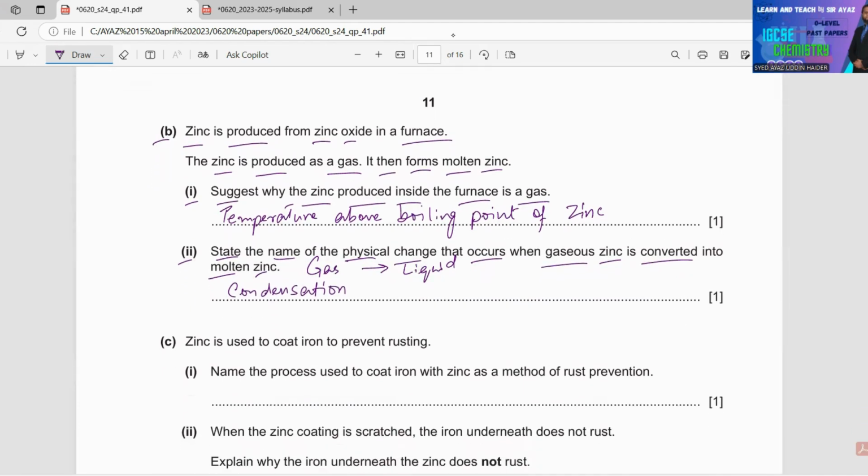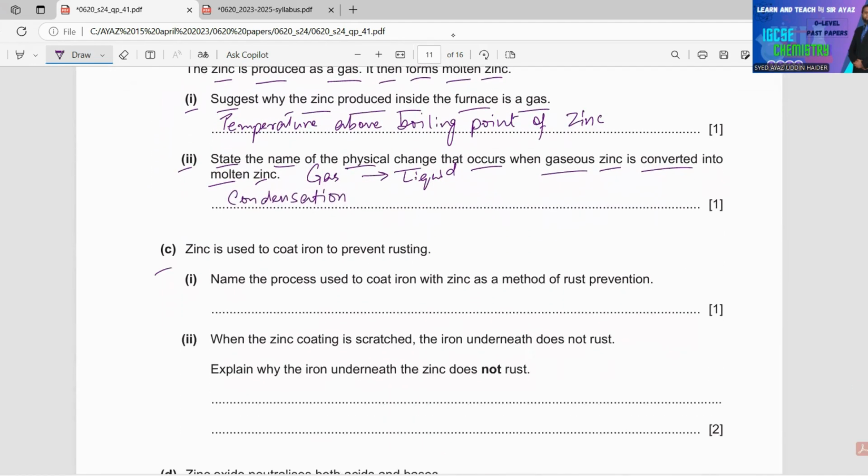Part C. Zinc is used to coat iron to prevent rusting. Number one, name the process used to coat iron with zinc as a method of rust prevention. Typically, we call it galvanizing.